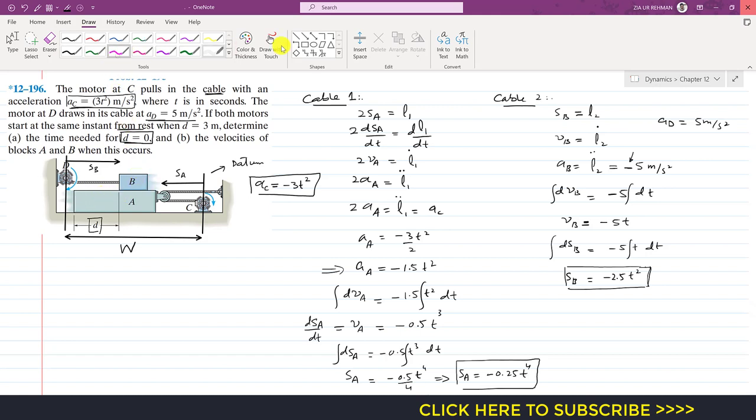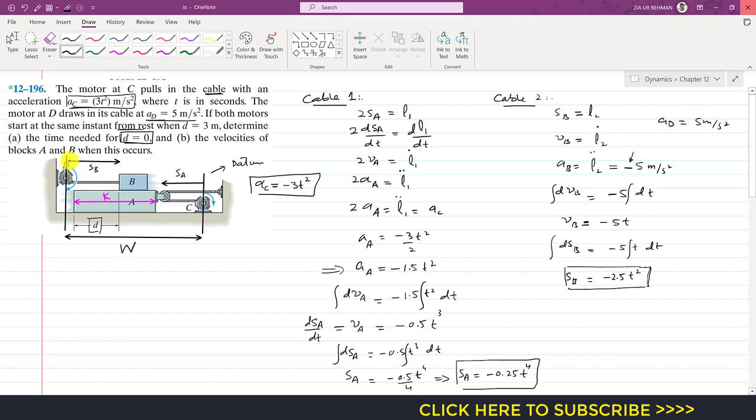And now let's say that the width of this block A is represented by k, right? And this k will remain constant, since the width of this block A will not change, right? So now we need to write one another equation. Let's say this is the positive position direction towards the right from this particular datum, right? So now I will write an equation. If I move towards the right, then I will add that particular variable, and if I move towards the left, then I will subtract it, right?